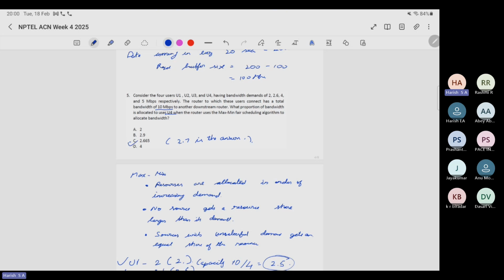So the closest answer to this is C. But I'm wondering, yeah. So you won't get questions with the wrong answers. The answer is 2.7. So the closest one here is 2.665. So you can choose that and you can go ahead. Right. Yeah.